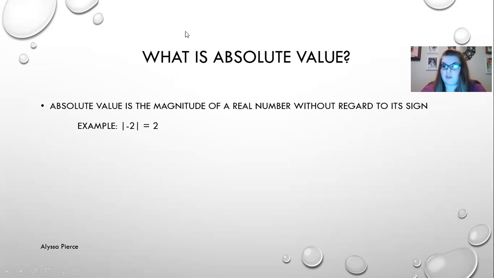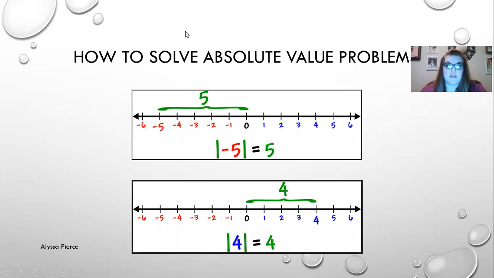So an easy way to figure those out would be this. So how to solve absolute value problems. I like to use a number line because I'm a visual learner. Here we have two number lines with two different absolute value problems. Here we are trying to solve the absolute value of -5.